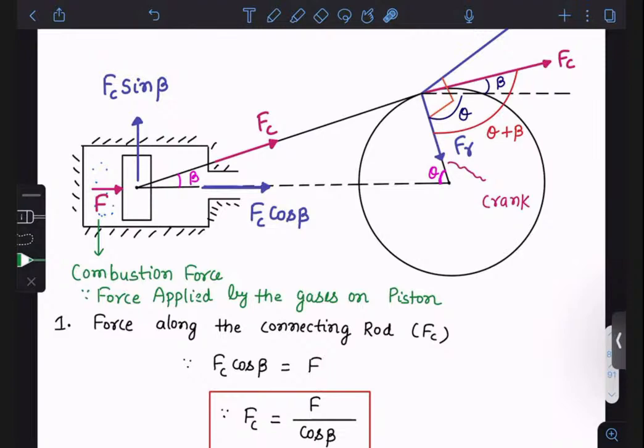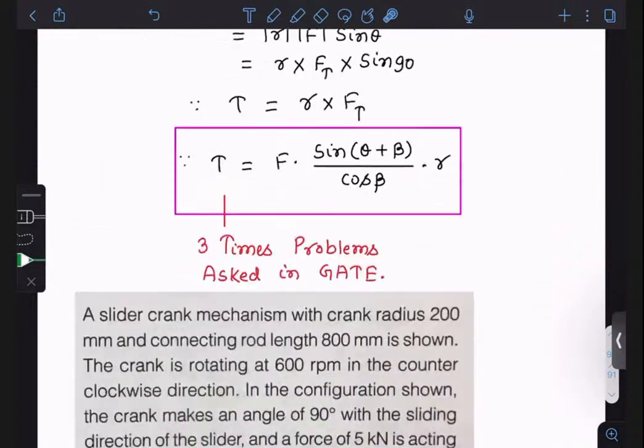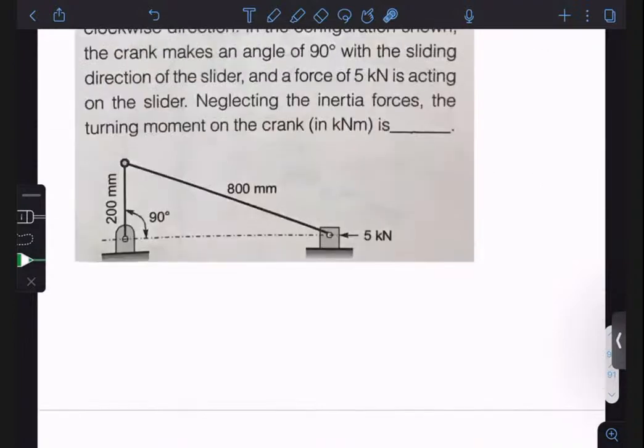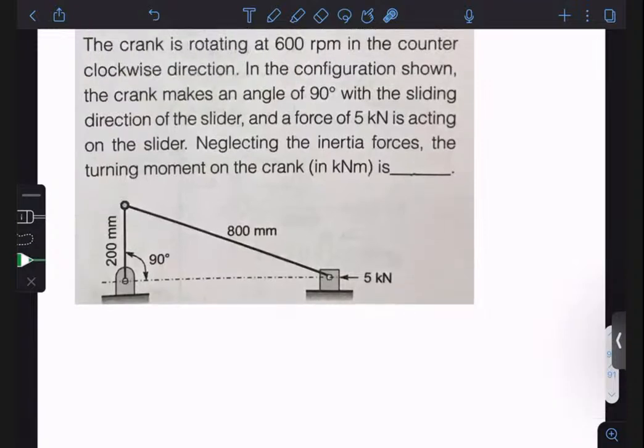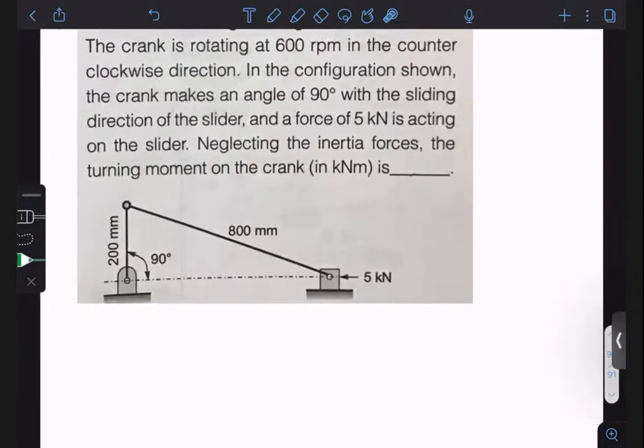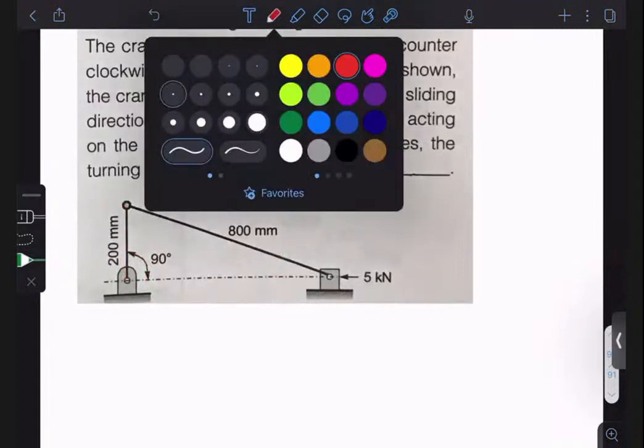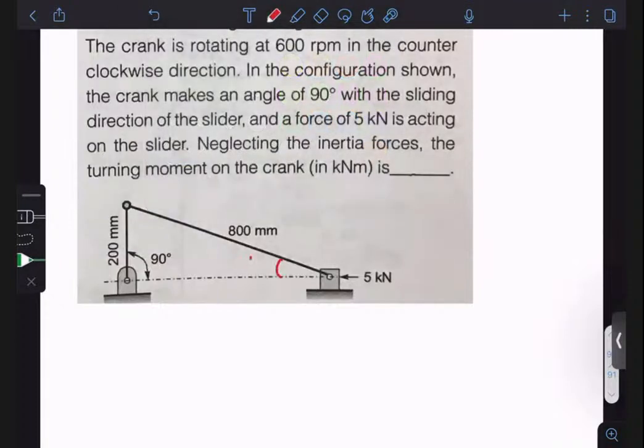Okay, my dear, now see. Here a 5 kilonewton force is asked, so that is quite simple. Here, this is the crank. Therefore, this angle is your theta, and this angle is your beta. Theta is 90 degree, because theta is the angle between this line and the crank.